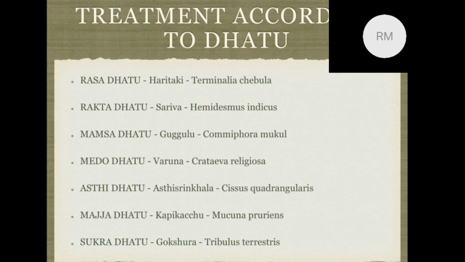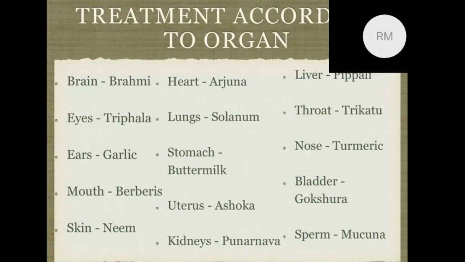Again, as we move on to the next herb, coming to the Asthi Dhatu, we have another herb called Cissus quadrangularis. When the disease is based in Majja Dhatu, then we change to Mucuna pruriens. When it goes to Shukra Dhatu, again the medicine is changed and it becomes Tribulus terrestris. Similarly, another treatment may also be specified based on the organs that are actually involved in a particular disease.